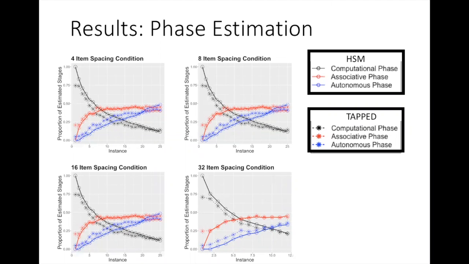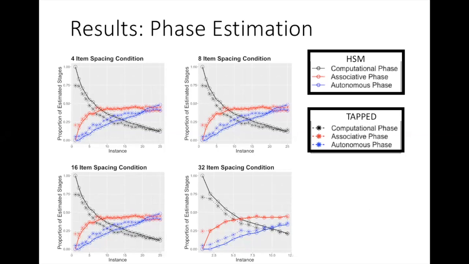To address this first question, we plotted the proportion of learning phases, computational, associative, and autonomous, estimated by the TAPT model, shown here in stars, and the hidden state Markov model, shown here in open circles, across all of the items learned during day 1.